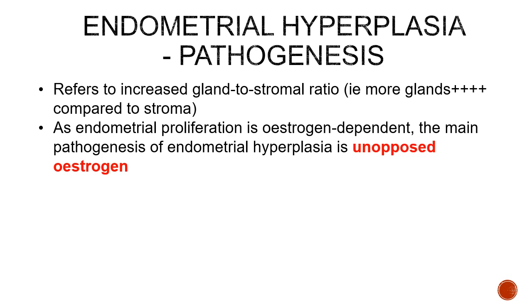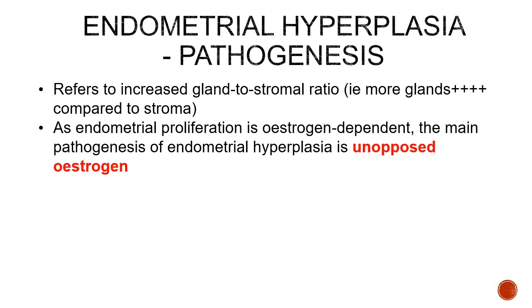So what is endometrial hyperplasia? Endometrial hyperplasia simply refers to the state where you have an increased gland to stroma ratio within the endometrium. Simply put, you have too many glands compared to the stroma. As you know, endometrial proliferation is estrogen dependent. So the main pathogenesis of endometrial hyperplasia is unopposed estrogen, meaning you have too much estrogen and not enough progesterone to counter its effect.